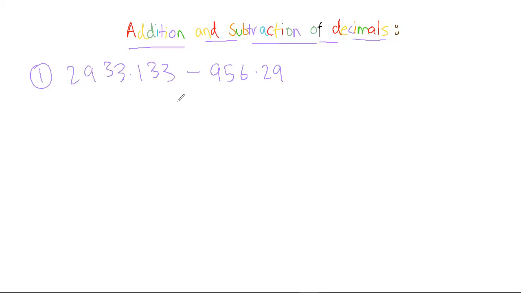956.29. Okay, in this case we'll find which is the biggest number in these two sums. So in this case 2933.133 is the bigger number, so we write it down. We leave adequate gaps in between the numbers so that there's ease of calculation, and then we make sure that we write the smaller number below it, keeping in mind that the decimals are in a vertical fashion, and then we write the remaining decimal points.